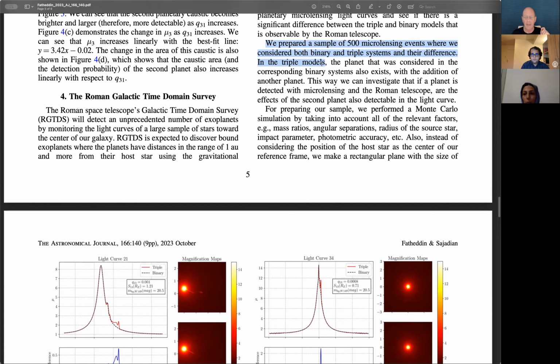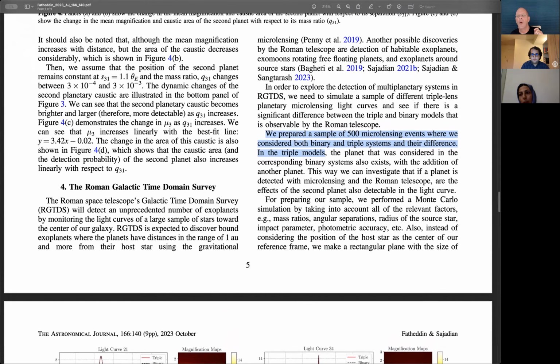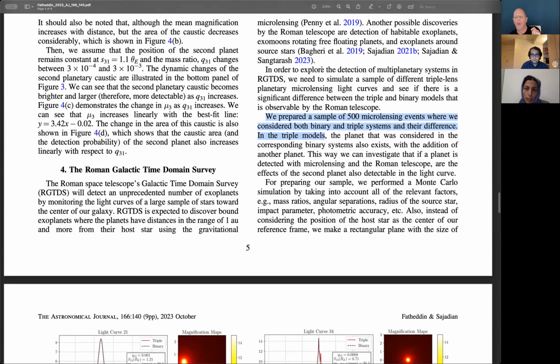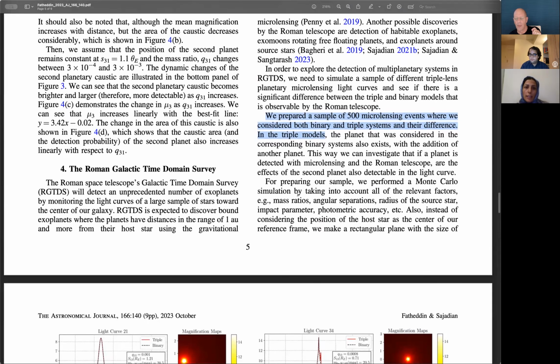According to the real Roman observing strategy for the microlensing events, Roman will observe the galactic bulge during 6 observing seasons, and each observing season will last around 62 days. 3 of these observing seasons will happen in the first years of its mission, and 3 of them will happen at the end of its mission.